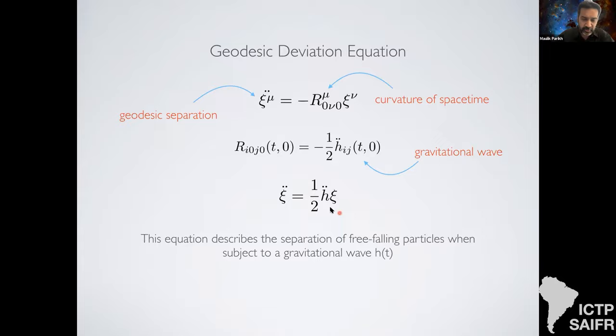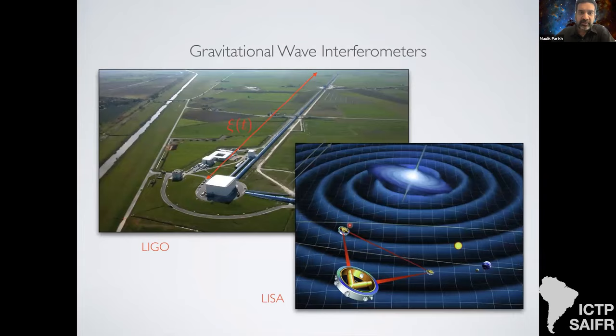Mathematically, it's known as a Hill equation. I've dropped the tensorial indices for simplicity. But that's the equation that we observe at LIGO, where xi you can think of as the distance between two free-falling particles, and h is the amplitude of a gravitational wave. And that's exactly what is observed at gravitational wave detectors.